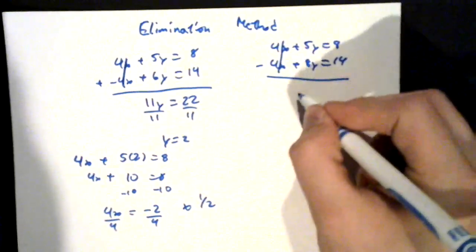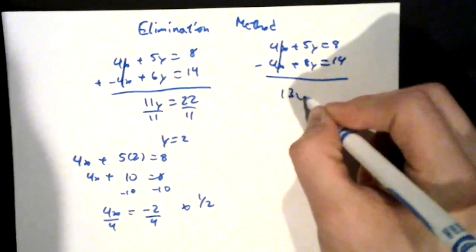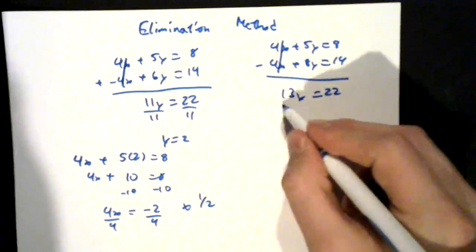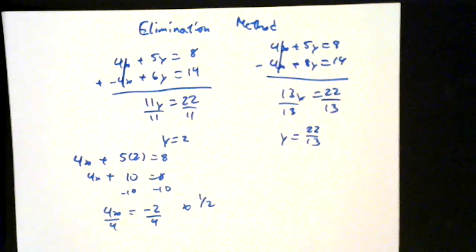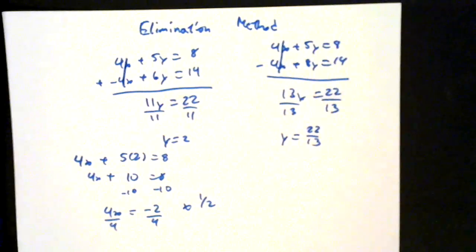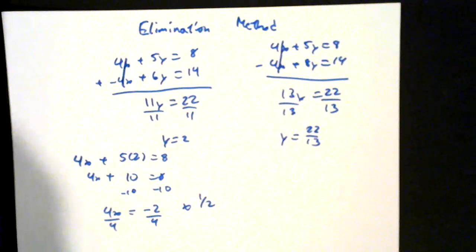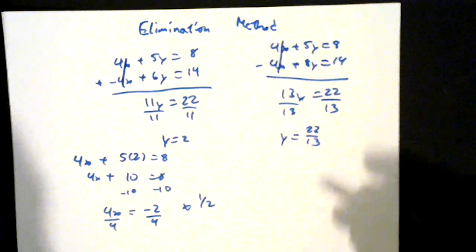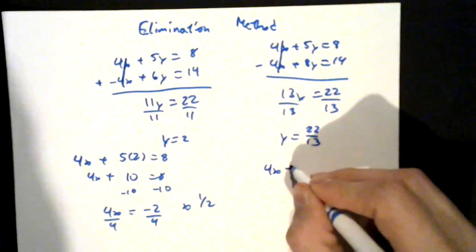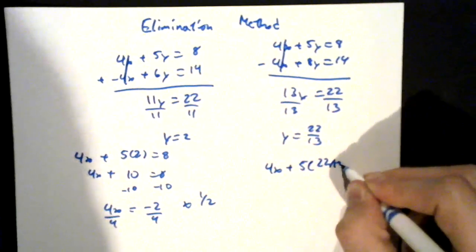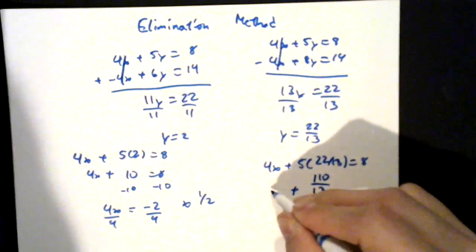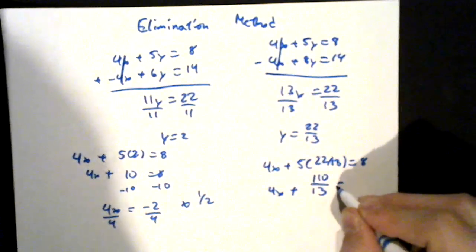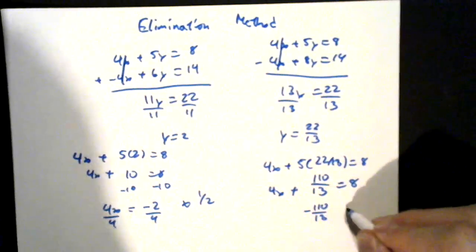Now, if you want to do this one, we can do this one, and that zeros out, and you get 13y equals 22. Divide by 13. So y equals 22 over 13. Now we know that, we can plug it in. Let's just do the top one. So 4x plus 5 times 22 over 13 equals 8. 5 times 22 over 13 gives you 110 over 13. That's a very ugly number, but it'll work. Equals 8. You subtract 110 over 13 from both sides.